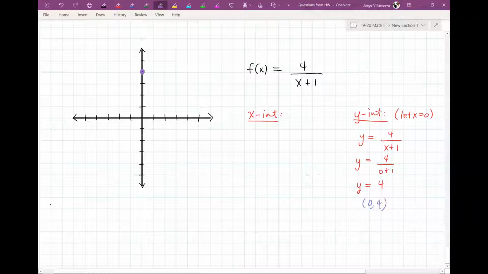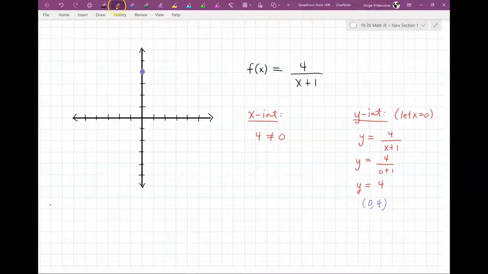And then for the x-intercept, you're going to let your numerator equal 0. Okay, so 4 equals 0. Well, that's not true, so that means it doesn't have an x-intercept. Okay, so notice in our case, we have only one point there.